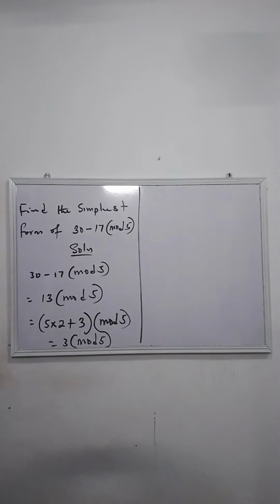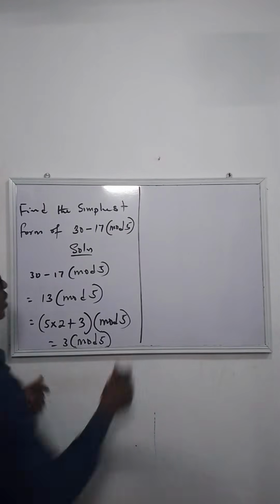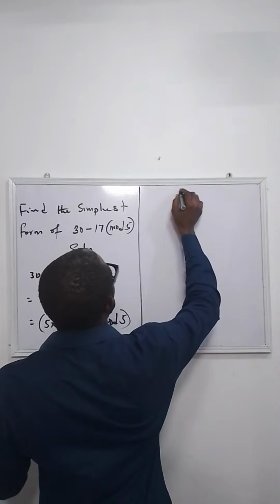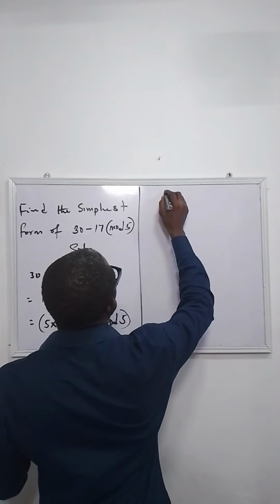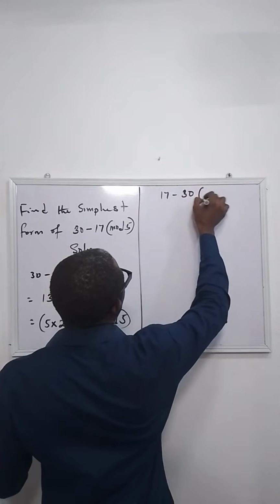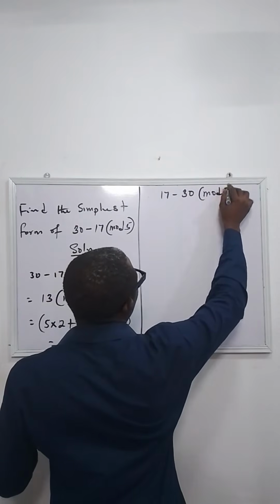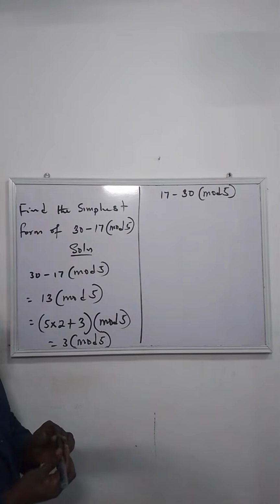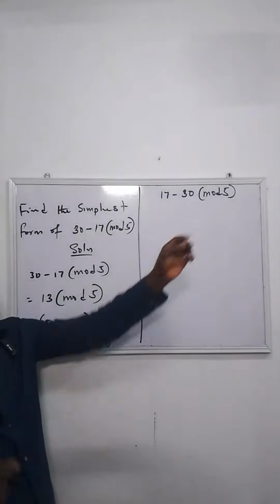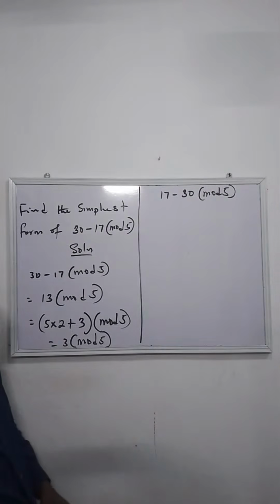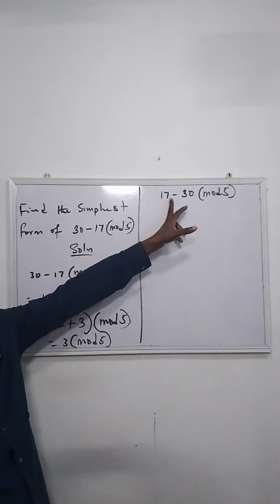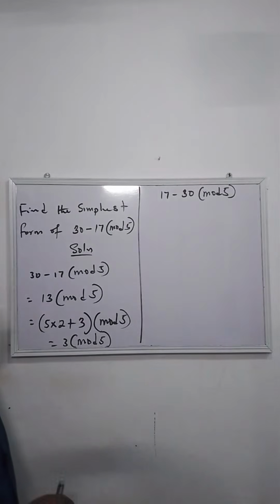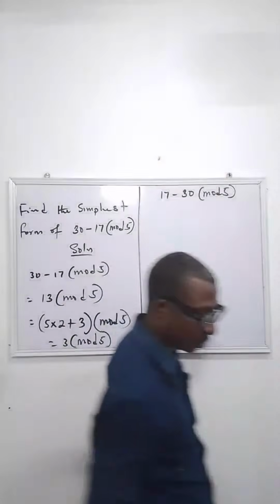Now, what if the question is in this form? Suppose you are given 17 minus 30 in mod 5. So how do you do this? Can you quickly try this one and drop your answer in the comment section? Make sure you are trying something, just do something. So you have 17 minus 30. What do you have as your answer? Try that and let's see what you're going to have.